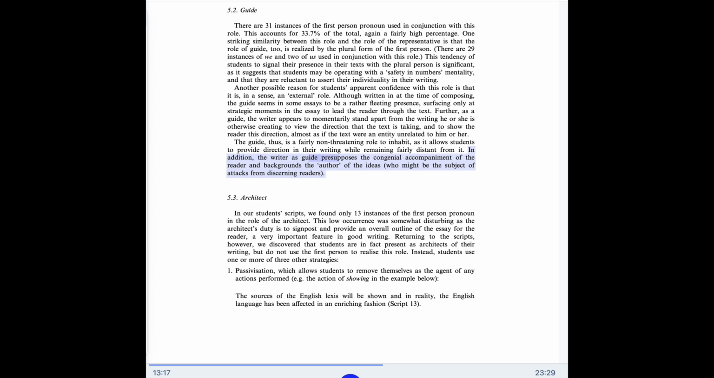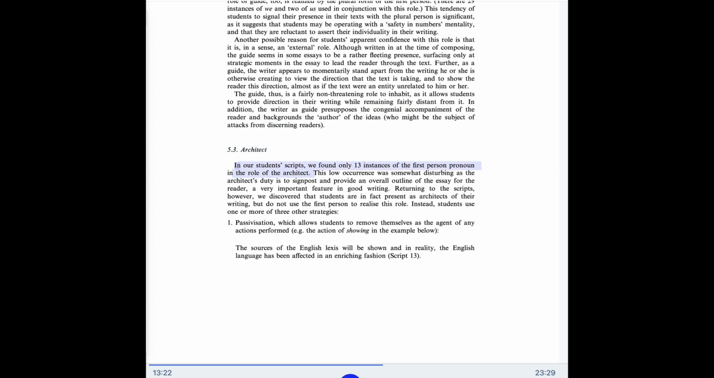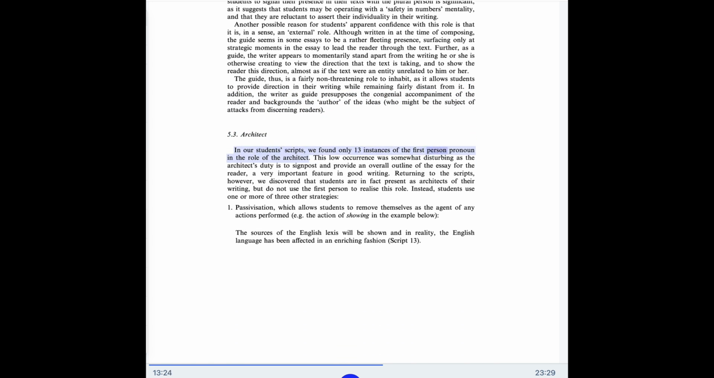In addition, the writer as guide presupposes the congenial accompaniment of the reader and backgrounds the author of the ideas who might be the subject of attacks from discerning readers. 5.3. Architect. In our student scripts, we found only 13 instances of the first person pronoun in the role of the architect.